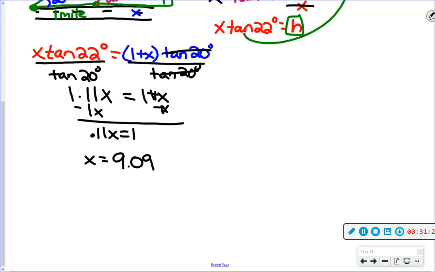No, because the final answer was the height of the balloon. So I'm going to back substitute, because it's right here. I'm going to use this one. The height is x times the tan of 22. You know what x is. So I'm going to have 9.09 times the tan of 22 degrees will give you the height. What is your final height of that balloon? What do you got? 3.67. Label. Miles.